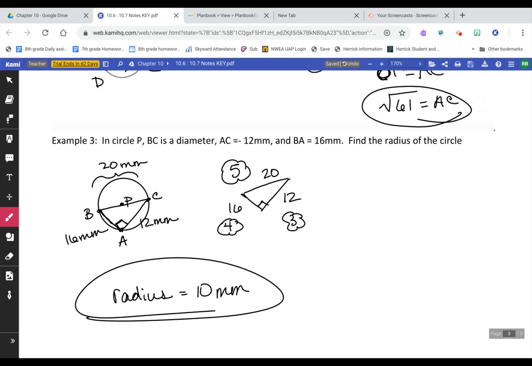For the rest of today, you have 6 problems to complete on section 10.6, and then tomorrow and Friday, you will work on questions from 10.7.